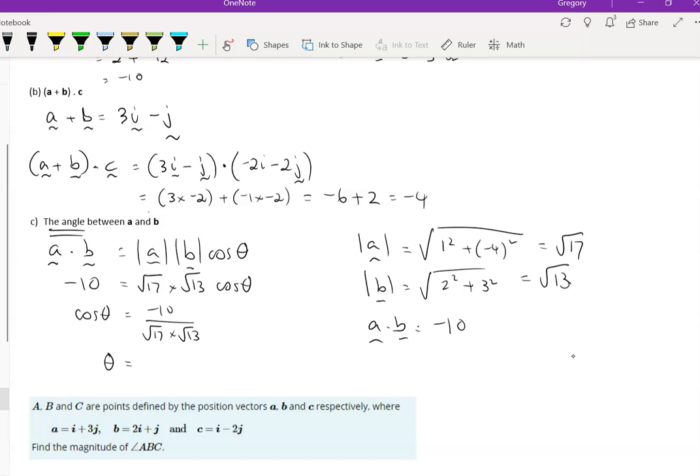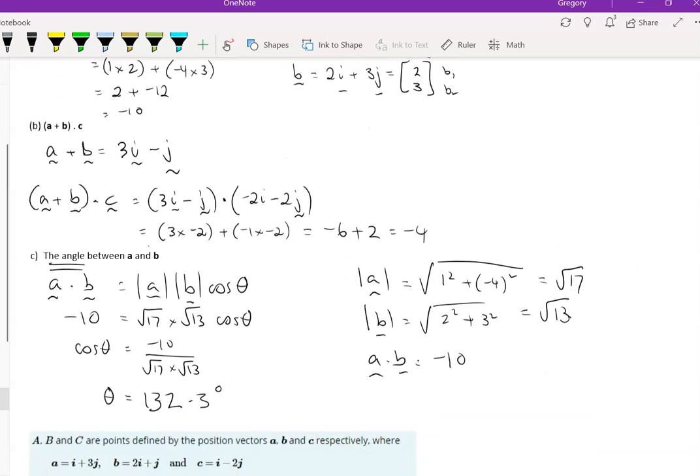Now, using our calculator, we can see what that's going to give us. My calculator gives me 132.3 degrees. Okay, so let's have a look at A and B.